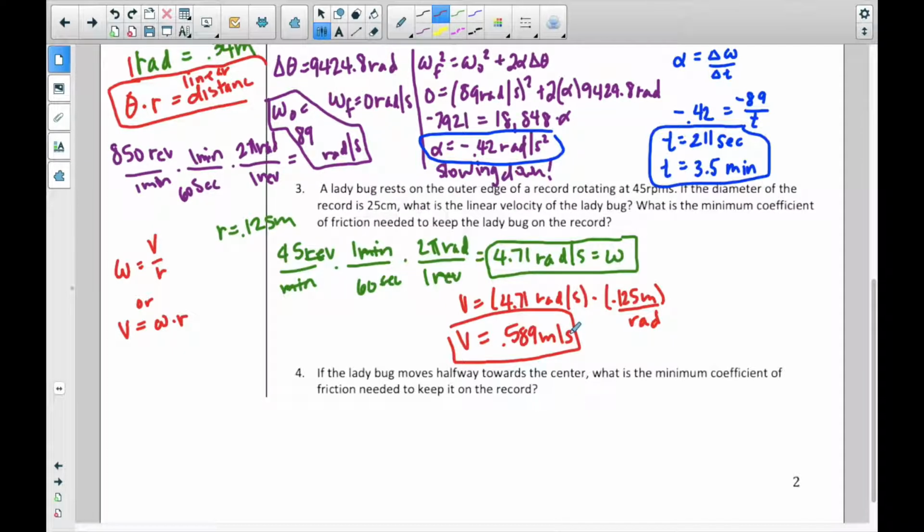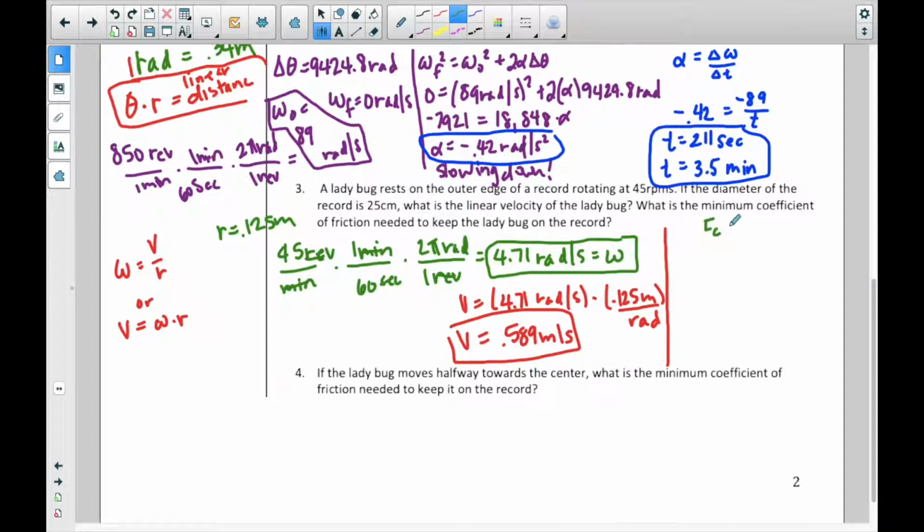That's our linear velocity. Now the second part of the question, what is the minimum coefficient of friction needed to keep the ladybug on the record? This is similar to a question we had on the last test, because the rotational unit and the circular unit are obviously very closely related.